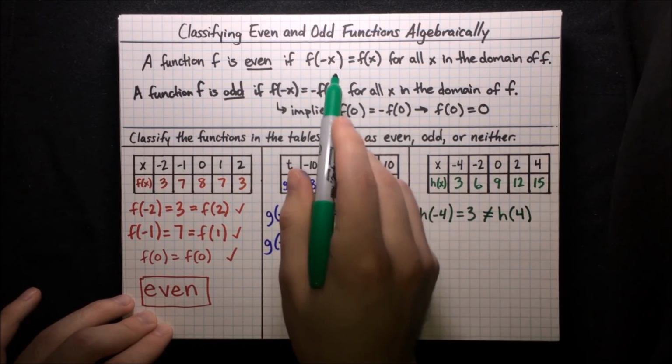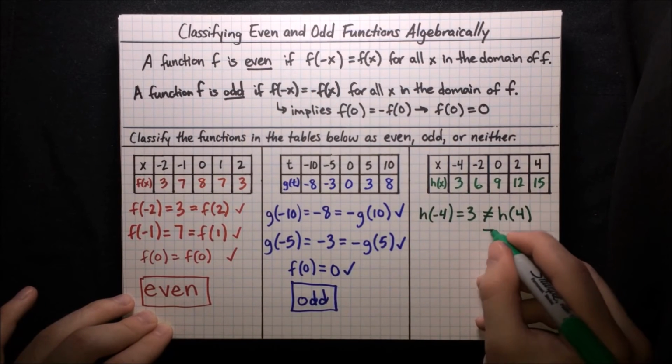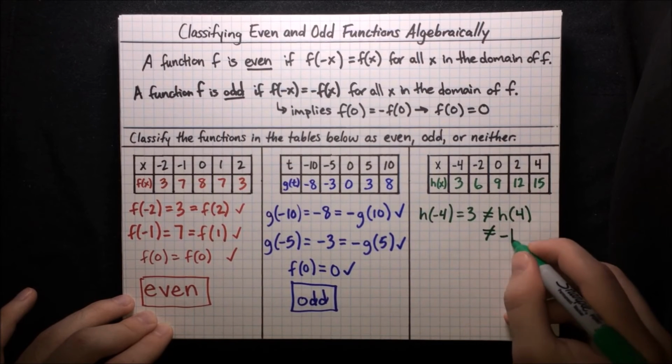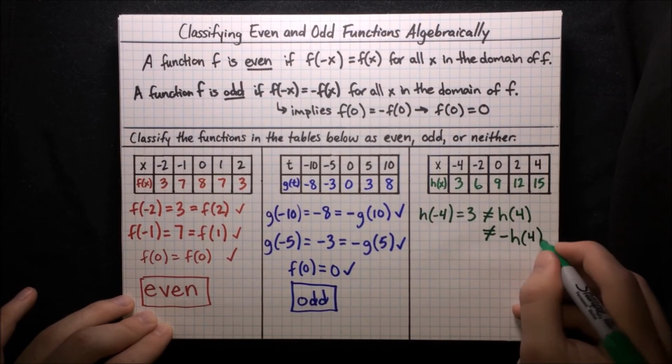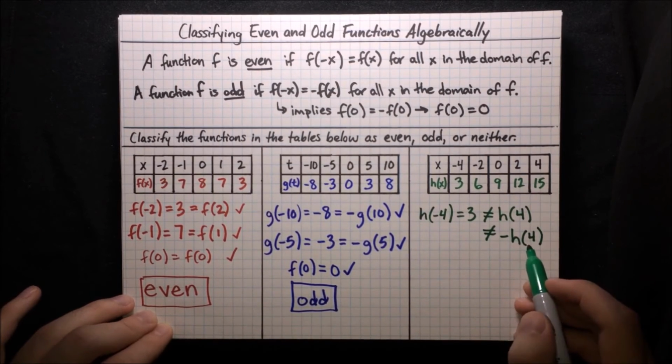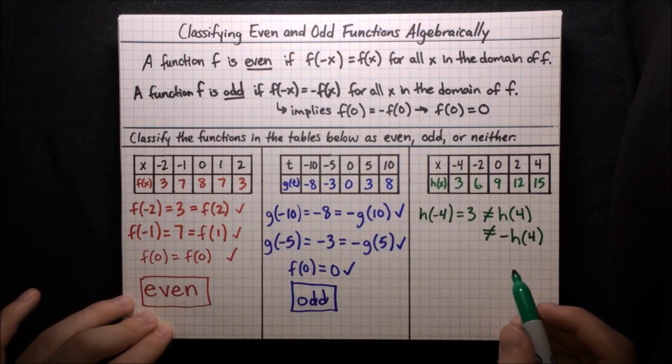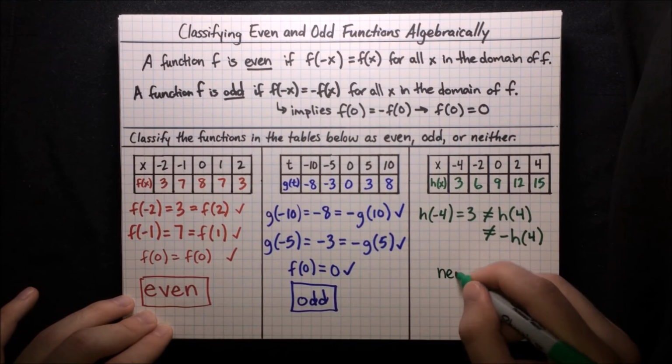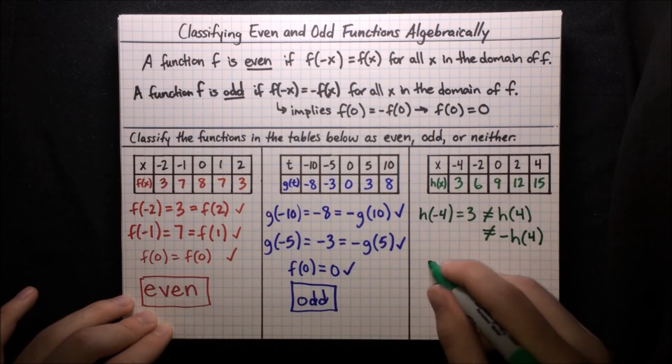So the function can't be even. And it's also not equal to negative h of positive 4, because that would be negative 15. So the function is not odd either. So it's neither even nor odd.